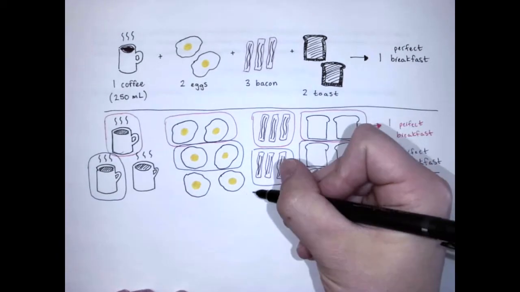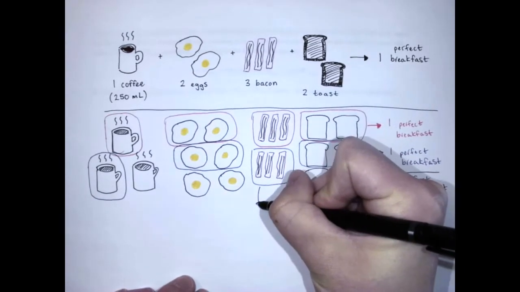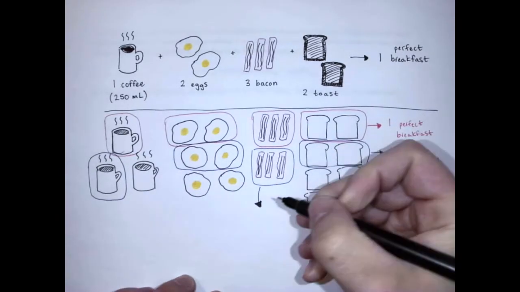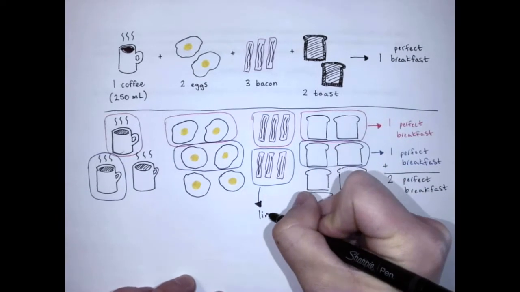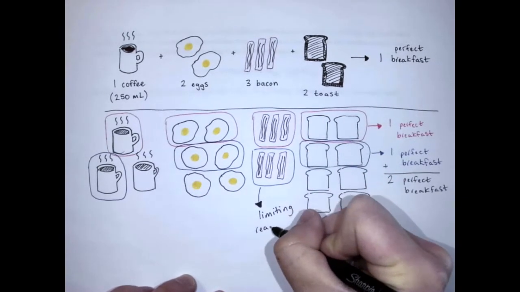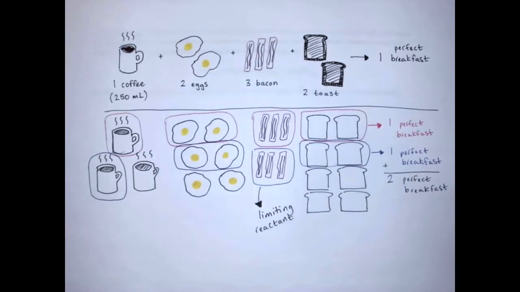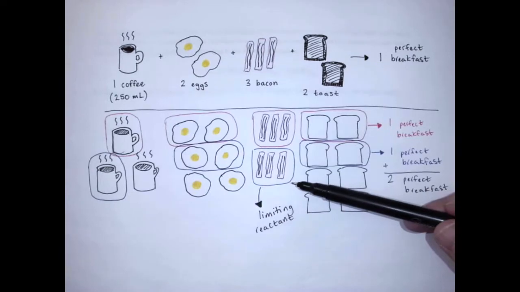So in this case, the analogy is still holding, we would refer to the bacon as the limiting reactant. The limiting reactant is the substance that you run out of first. It's consumed completely over the course of the reaction. Once the reaction is finished, you do not have any more limiting reactant left.